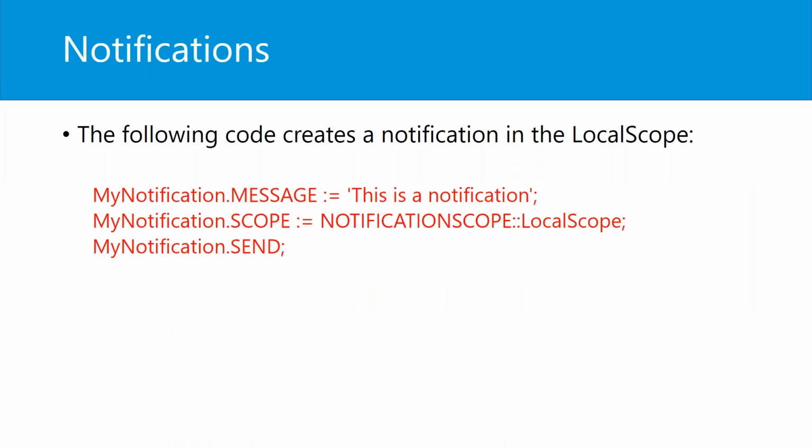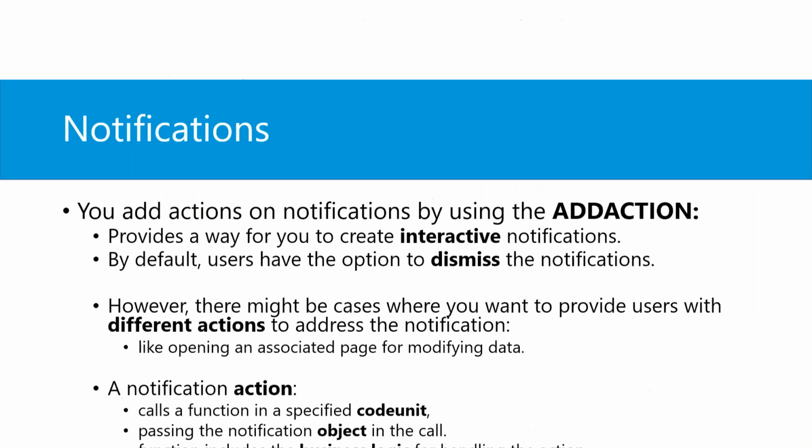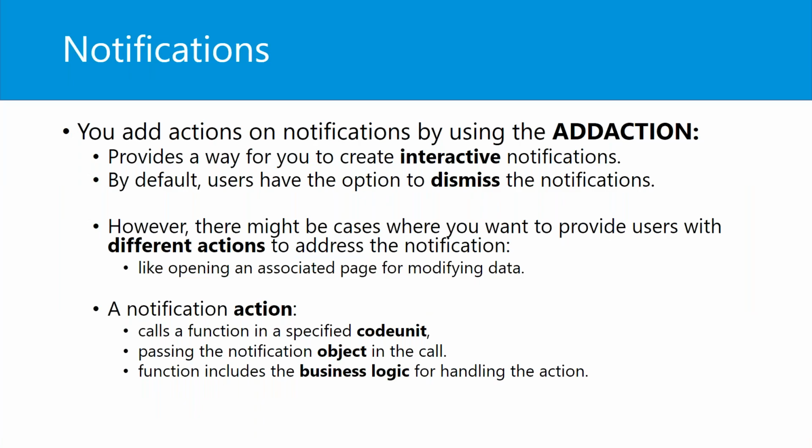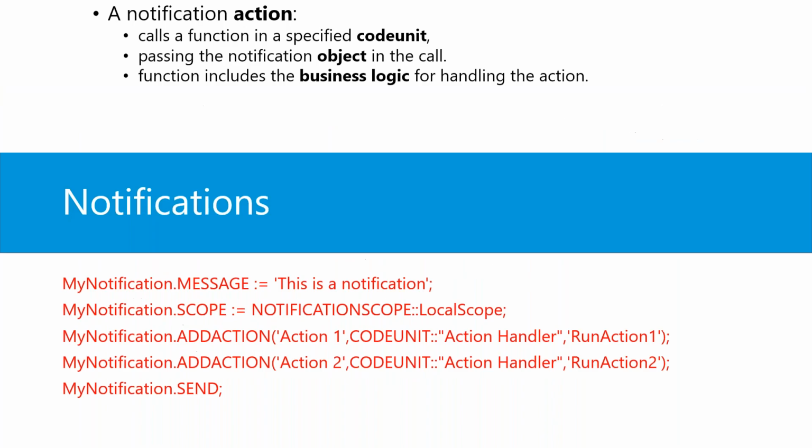So here I have a notification in the local scope, and I send it. We can add actions. That's very interesting because we can have an interactive discussion with our user by using these actions, and then they can dismiss a notification. Also here on an action, we can specify a code unit and provide that code unit with extra information, and then also some business logic which needs to be executed.